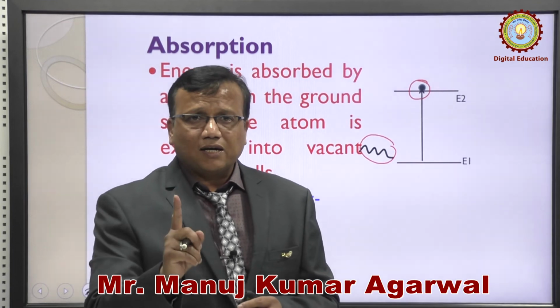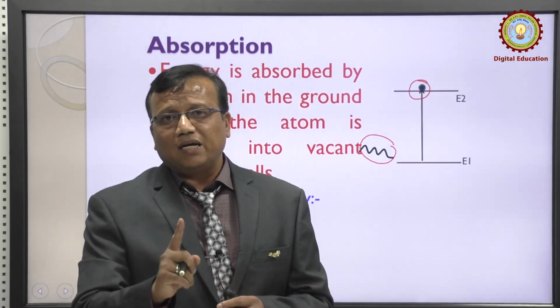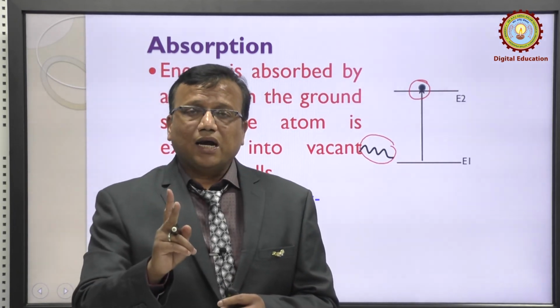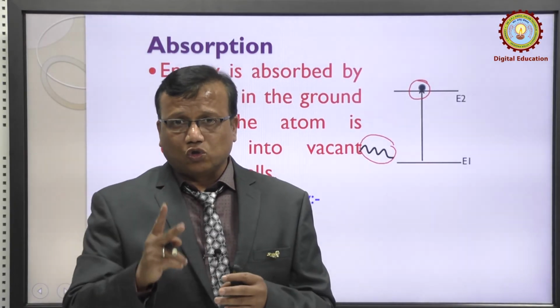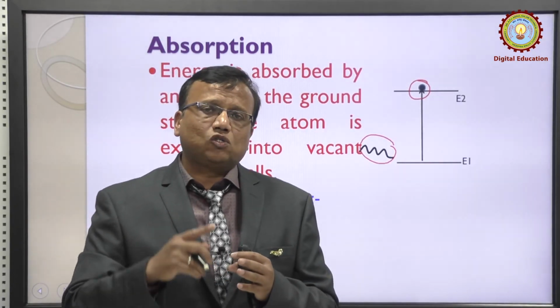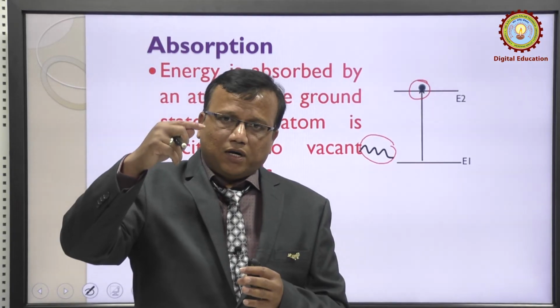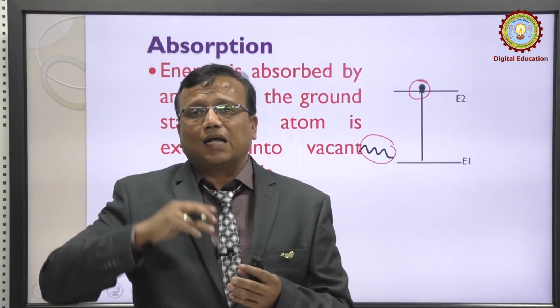The very first factor is the number of atoms in the ground state, the second factor is the energy given from the outside source, and the third one depends on the properties of the excited state and ground state.